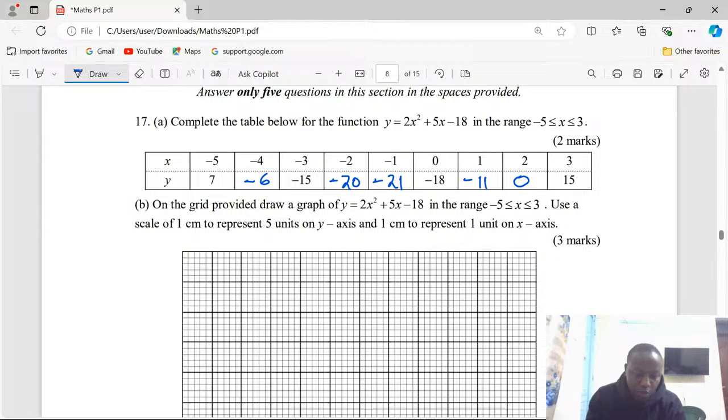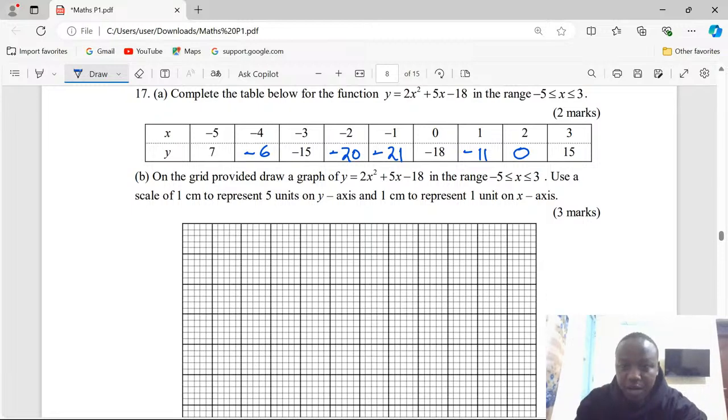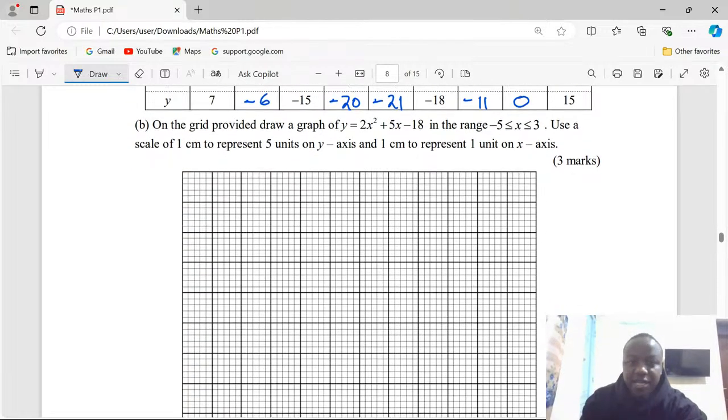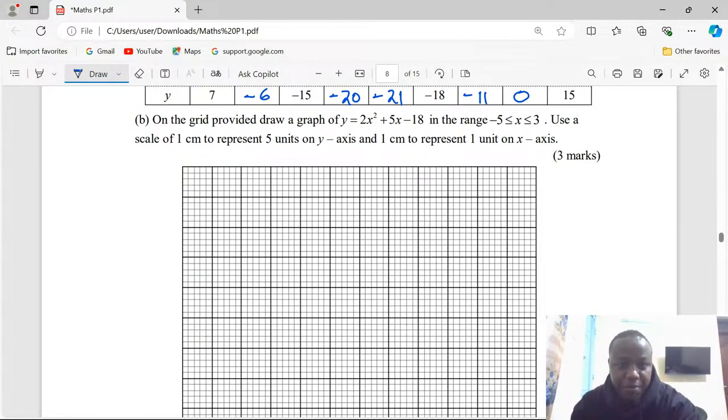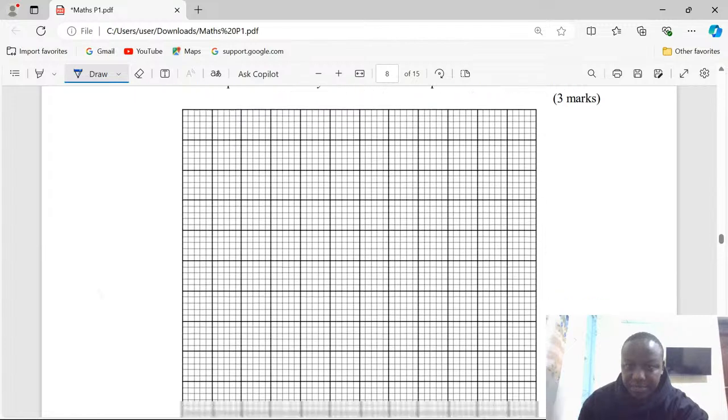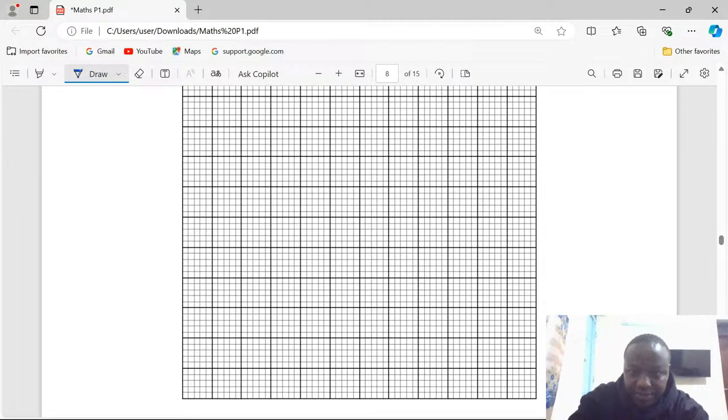Request from Emmanuel Muli on external vector 2013 number 8, please. I will attend to that question. I receive your requests from Gota Boys. Thank you. On the grid provided, draw a graph of the function above in the range provided. Use a scale of 1 centimeter to represent 5 units on the y-axis and 1 centimeter for 1 unit on the x-axis.